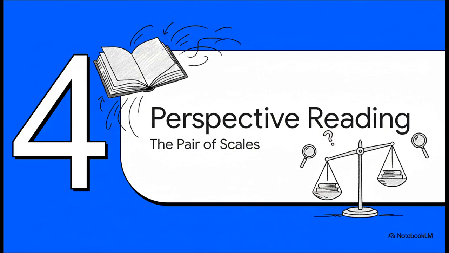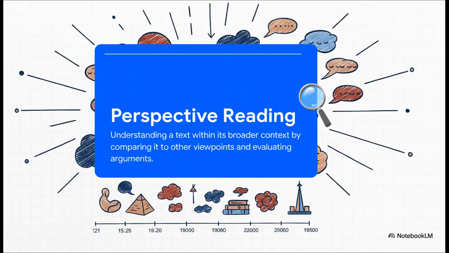This is where you really level up, moving from being just a student to being a true scholar, critically weighing everything you read. Perspective reading isn't just about what the text says. It's about understanding where it stands in the bigger academic conversation. It means you start to see an author's potential biases, you evaluate their arguments, and you place their work in the right historical or cultural context.